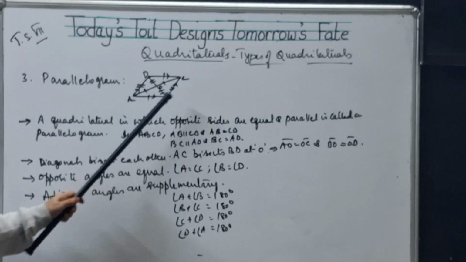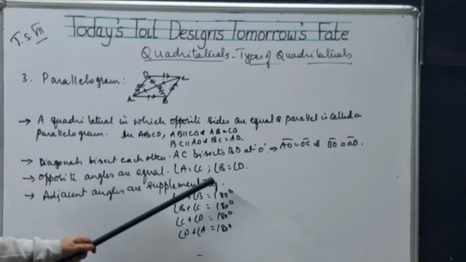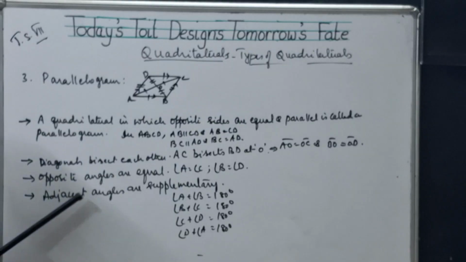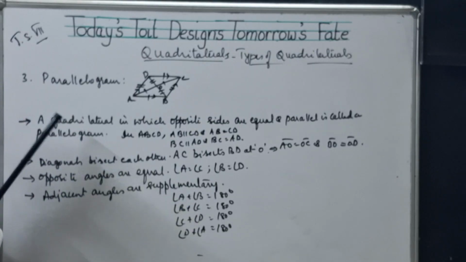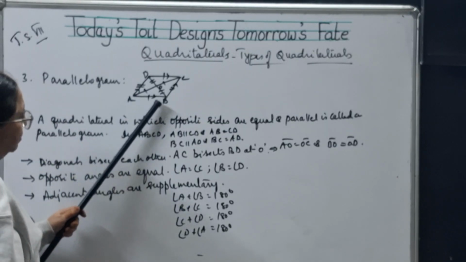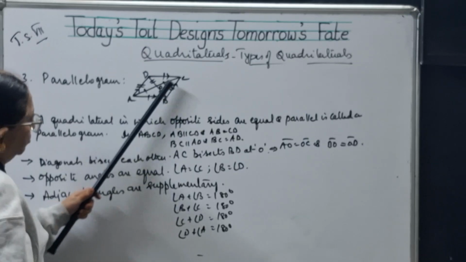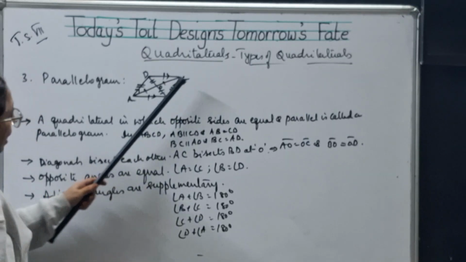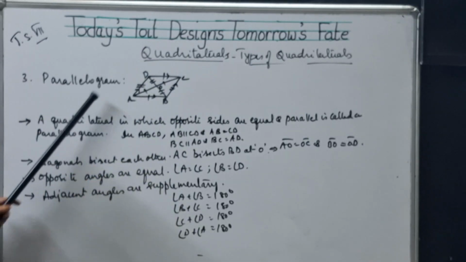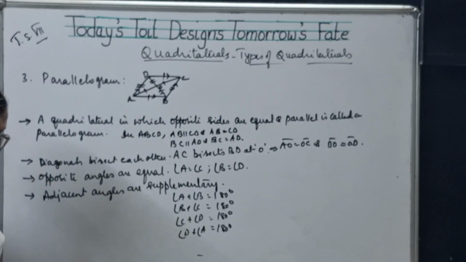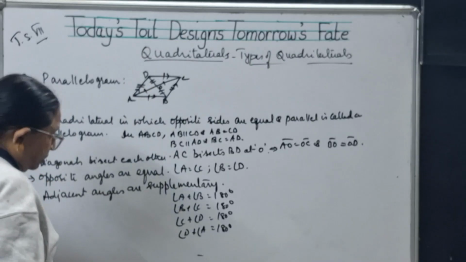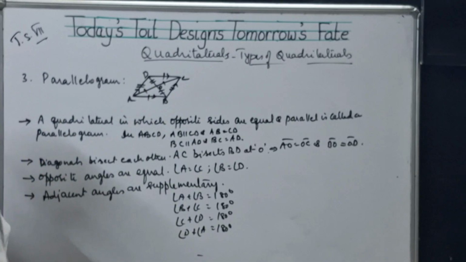Angle A is equal to angle C, angle B is equal to angle D. And adjacent angles are supplementary, means their sum is 180. Angle A plus angle B is 180. Angle B plus angle C is 180. Angle C plus angle D is 180. Angle D plus angle A is 180. These are the properties. We are going to have certain problems based on these properties, children. You should learn them well. Please note it down.